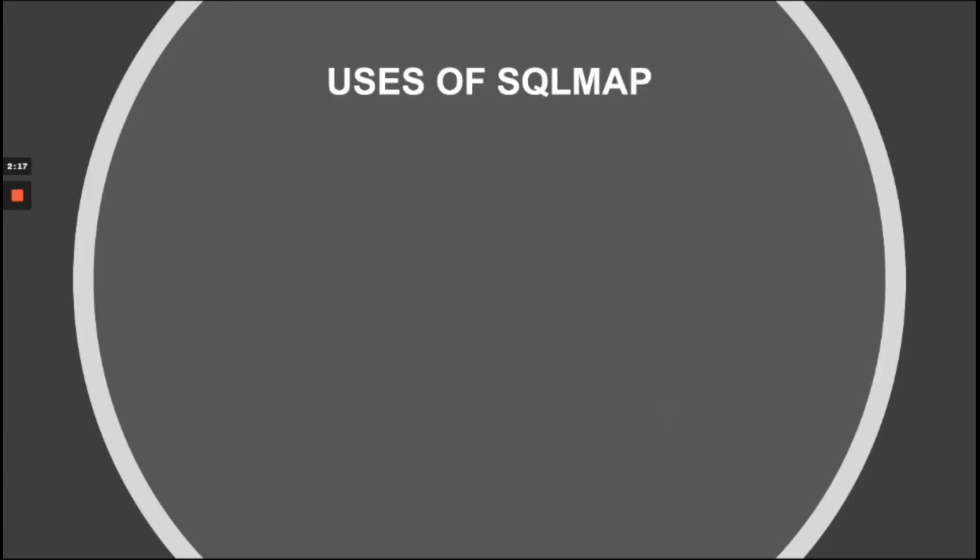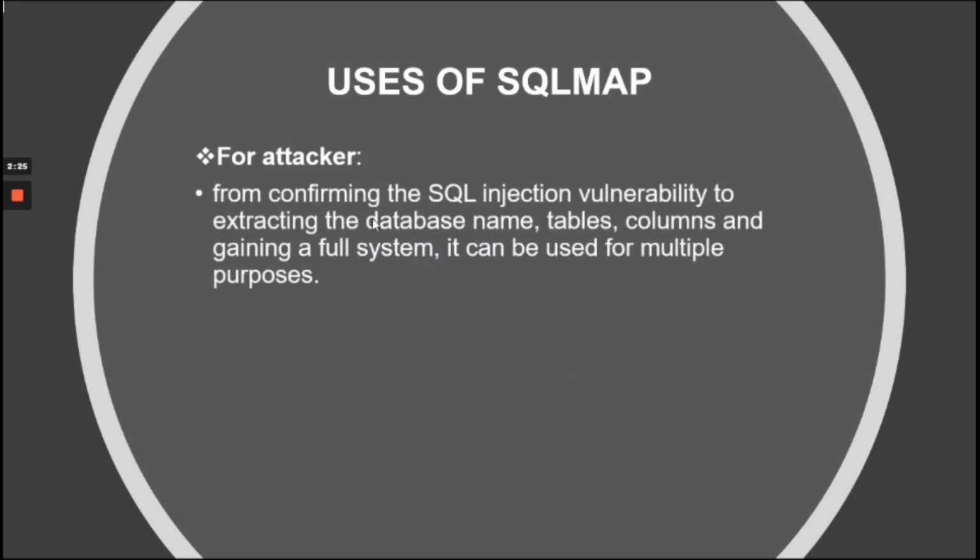Next we will see the uses of SQL Map. From the attacker's perspective, we have these uses. He can retrieve the database name, table, and column, and so gain full system information. By gaining this information, he can escalate the vulnerability further in order to gain access to the system.